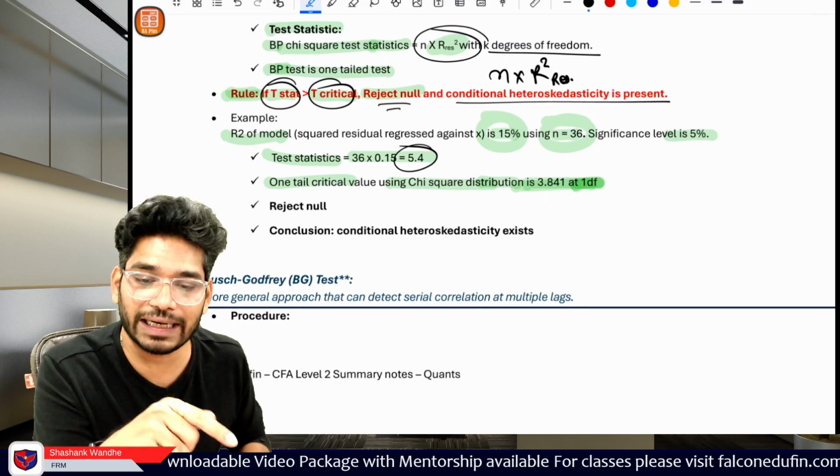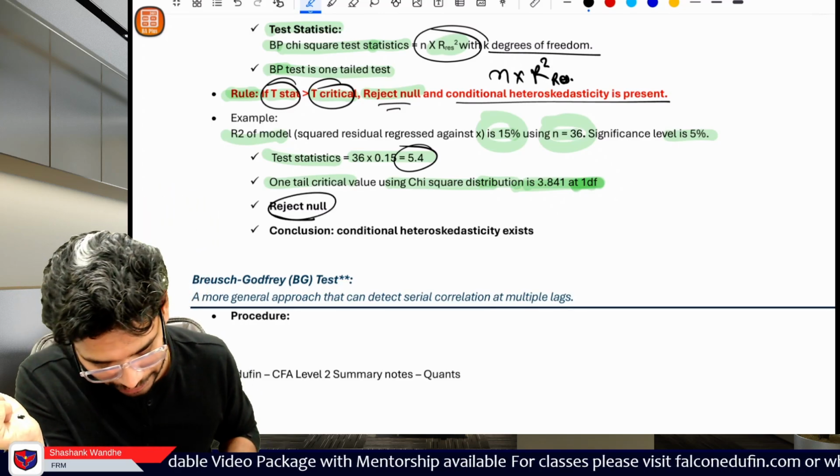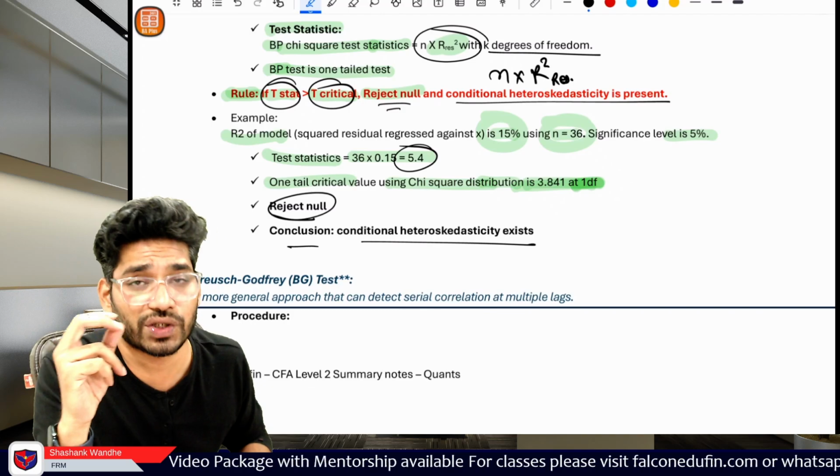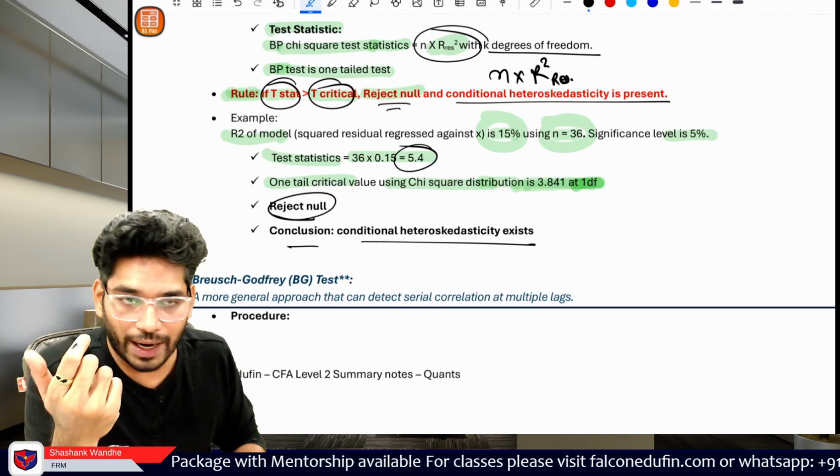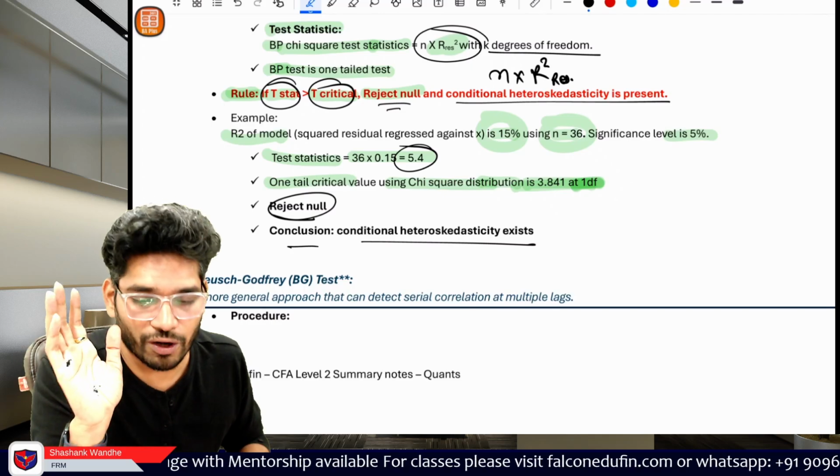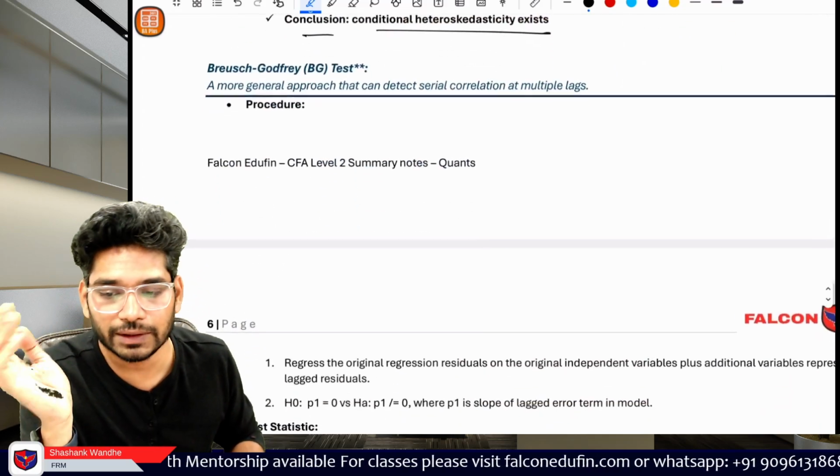T stat is greater than T critical value. You will reject the null. Conclusion, conditional heteroskedasticity exists. Fine. I hope you understood this particular part. You have to remember it. Okay.